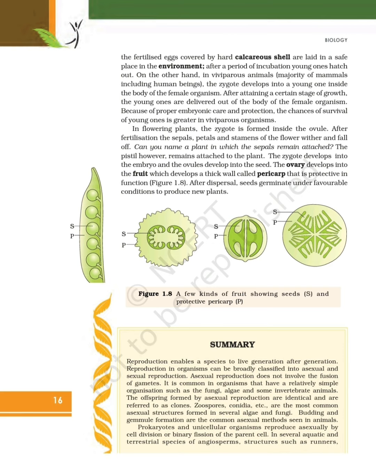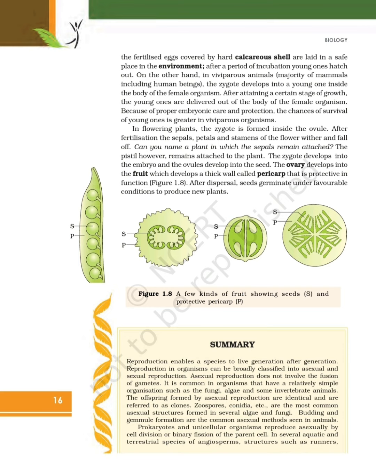On the other hand, in viviparous animals, the majority of mammals, including human beings, the zygote develops into the young one inside the body of the female organism. After attaining a certain stage of growth, the young ones are delivered out of the body of the female organism. Because of proper embryonic care and protection, the chances of survival of young ones is greater in viviparous organisms.